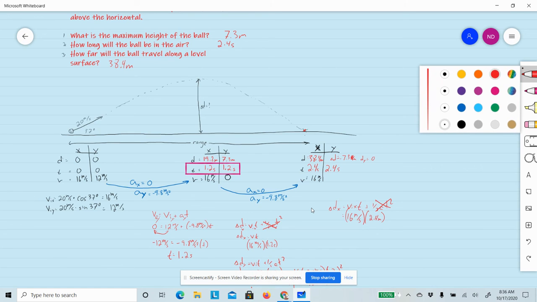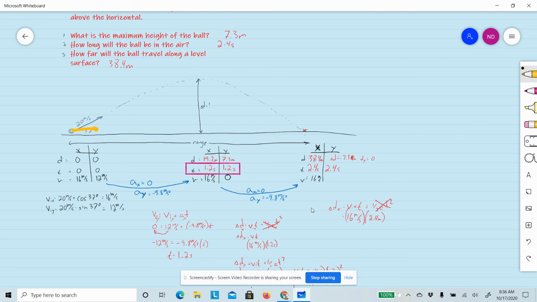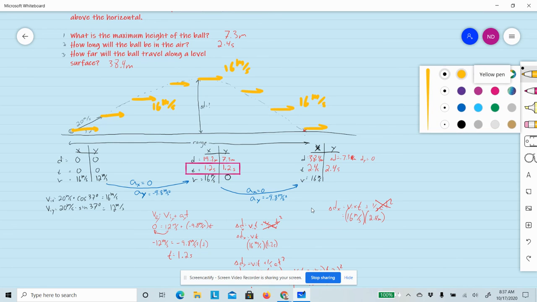Got a couple of odds and ends here just to reiterate and make sure we're really clear on a couple of points. The sideways speed, it was going 16 here, 16 here, 16 here, 16 here. The sideways speed never changes. Always 16 meters per second sideways. That never changes. However, that is not the case vertically.